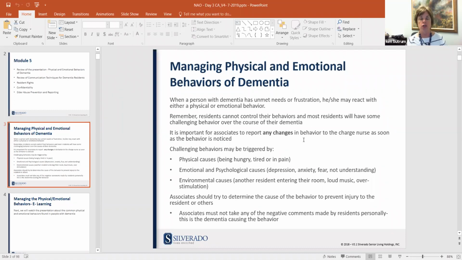Associates should try to determine the cause of the behavior to prevent injury to residents, either that resident or other residents or even associates. And please, as an associate, do not take any negative comments that a resident makes personally. This is the dementia causing this behavior. It has really nothing to do with you personally.